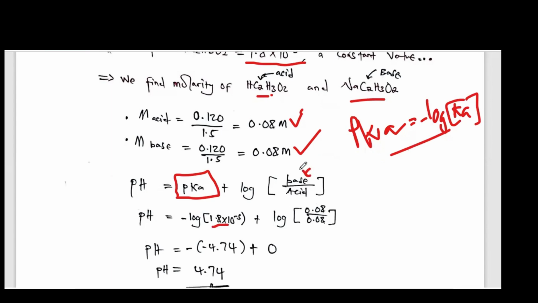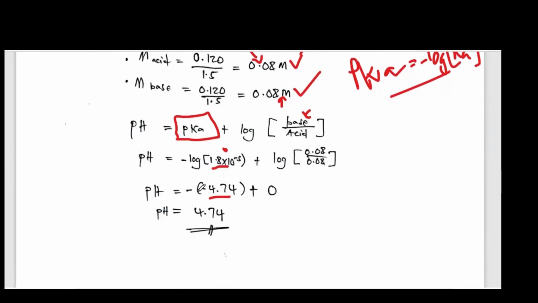On top I'm going to put the concentration of the base, then down I'm going to put the concentration of the acid. We can see that this will give us 1, and log 1 is simply 0. Then I'll put the minus outside, and log of this number is going to give minus 4.74. Negative times negative gives the positive value, plus 0 is the same thing. So that's our pH using the HH formula.